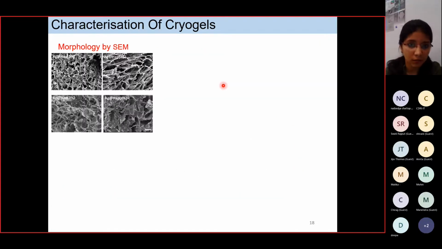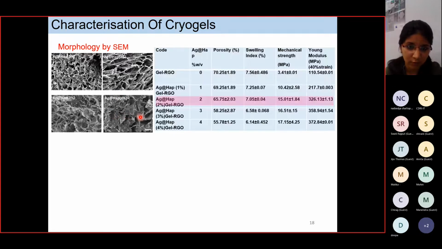We characterized these cryogels after incorporating various concentrations of silver nanoparticle hydroxyapatite in these. So 1, 2, 3, and 4% were chosen, and we studied the morphology. We saw that in the case of low loading, we had a higher porous network, and this was collapsing in the cases of higher silver hydroxyapatite concentrations. We characterized it for porosity, swelling index, and mechanical strength, and we saw that the 2% loading of gelatin RGO showed good properties of mechanical strength as well as porosity.